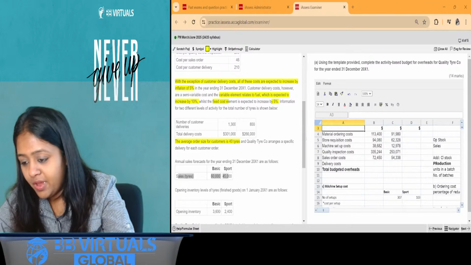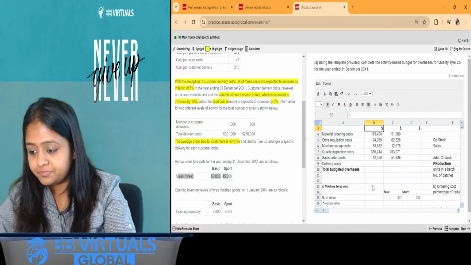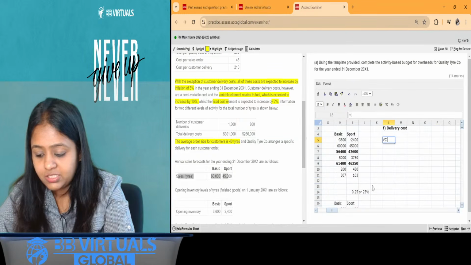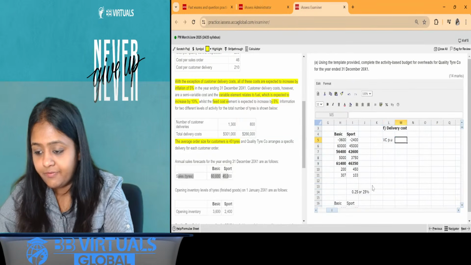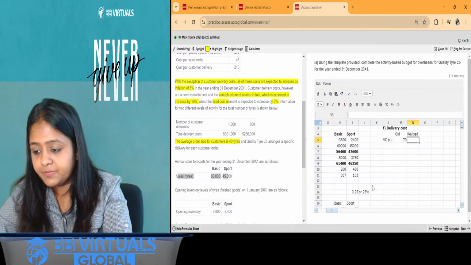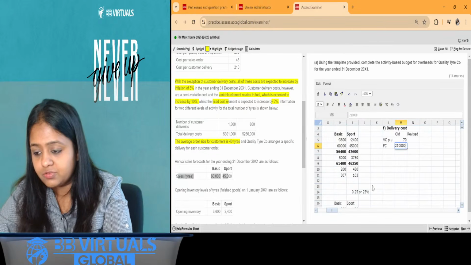Yeah, so now everybody has given me 210,000. So I will use your data, guys, and I will write here variable cost per unit is 70. Okay, this is old. Now we will calculate revised. And fixed cost in totality is 210,000.